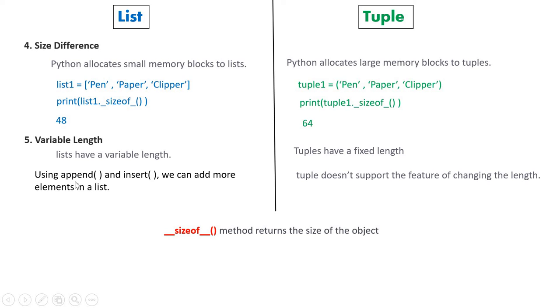And how can we do that? By using the append and insert functions, which were already discussed in previous videos. If you want to see, go to the Python playlist and check there how you can use the append and insert functions to change the length of a list.